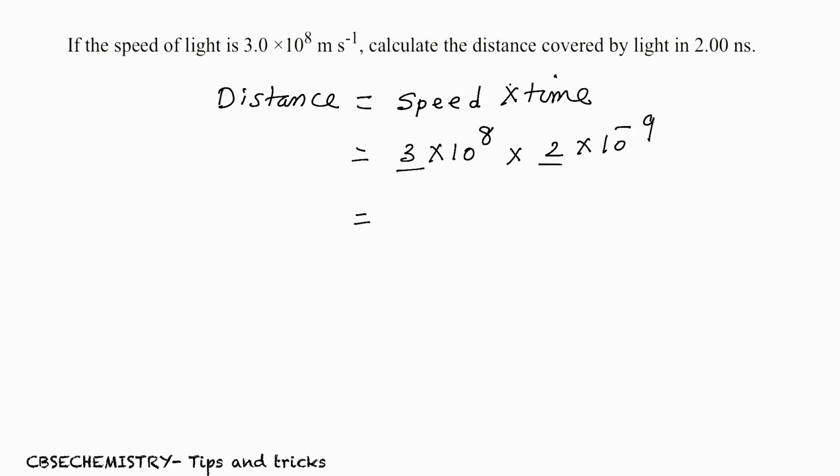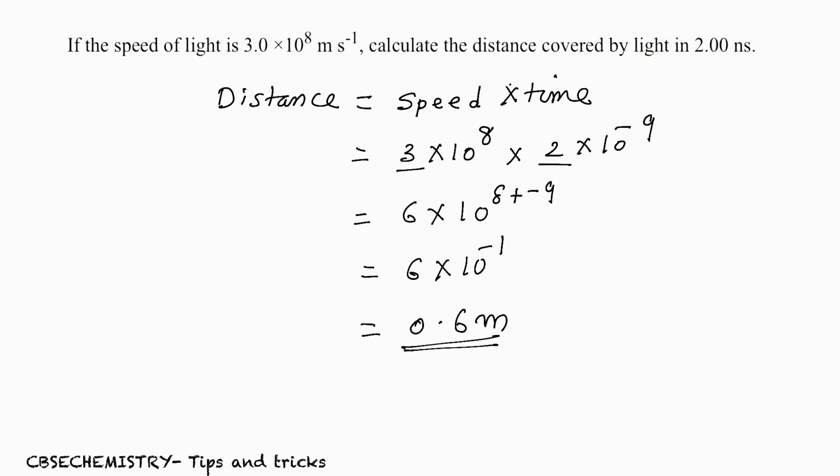So now 3 into 2 is 6. 10 raised to 8 plus minus 9. So what is that? 6 into 10 raised to minus 1. So what is that? 0.6. What is the unit of distance? It is meter. Hope all of you understand.